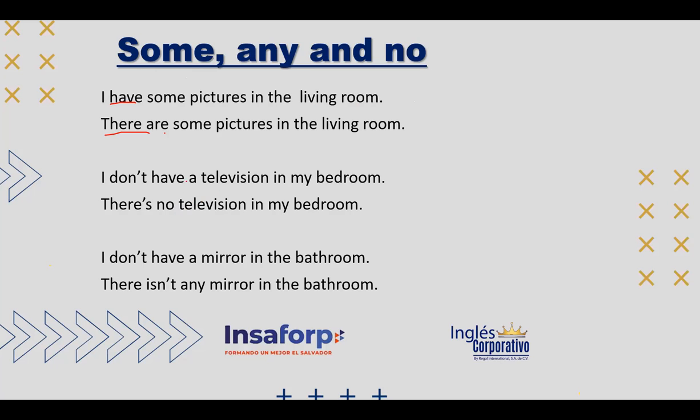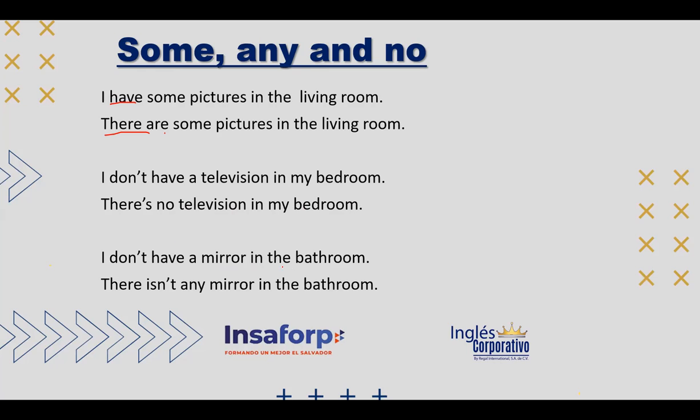Que no tenemos. So, I have two options to say this, right? I have some pictures in the living room. There are some pictures in the living room. Yo tengo algunas imágenes en la sala. Hay algunas imágenes en la sala. I don't have a television in my bedroom. No tengo la televisión en mi dormitorio. There's no television in my bedroom. No hay televisión en mi dormitorio o en mi cuarto.